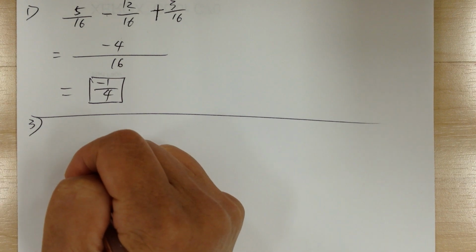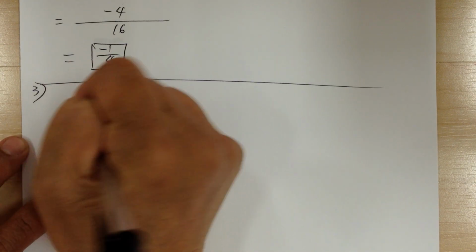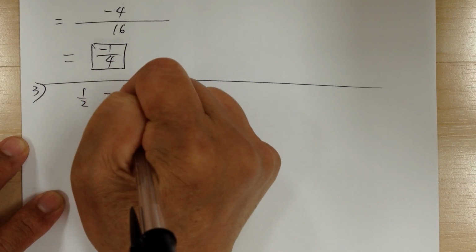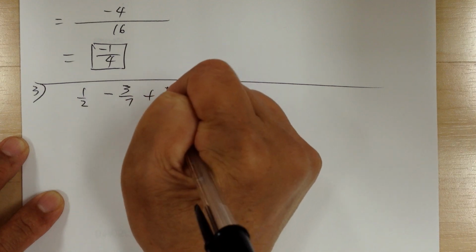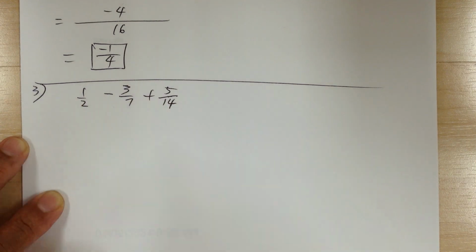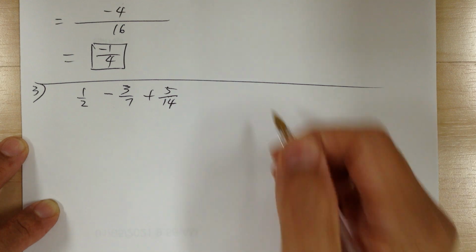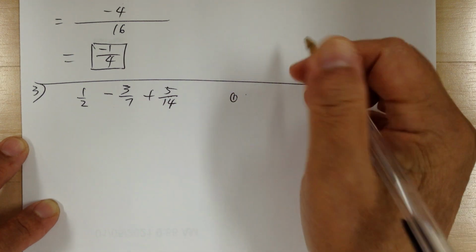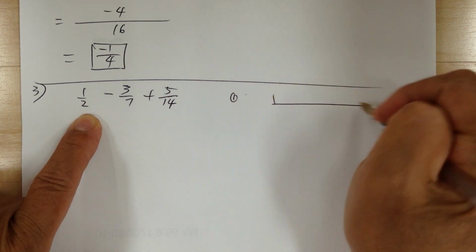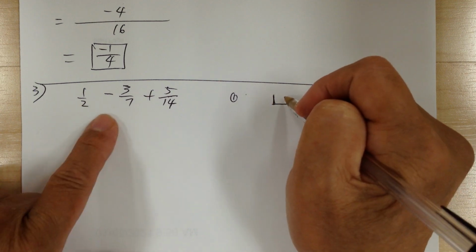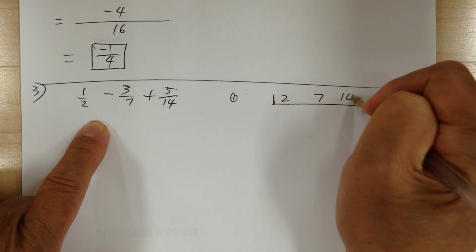Okay, number 3. 1/2 minus 3 over 7 plus 5 over 14. So now the denominators are all different. The first thing you need to do is get the LCD. To get the LCD, you just take the denominators. So you have 2, 7, and 14.